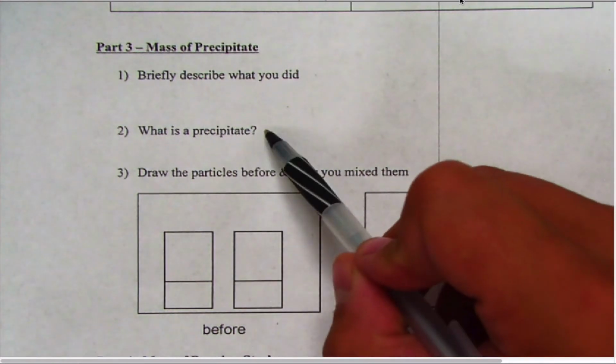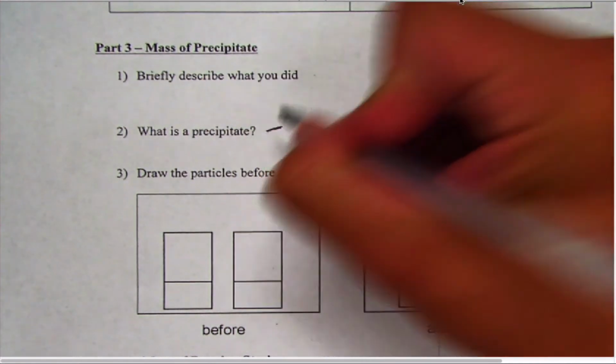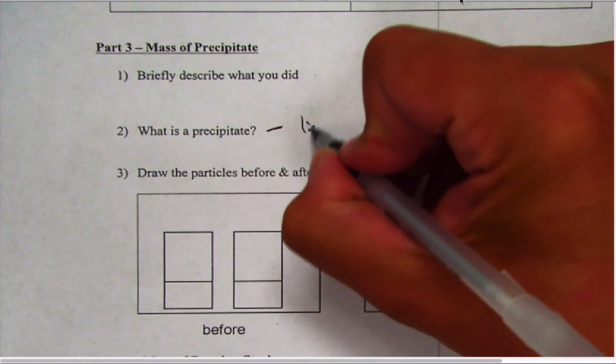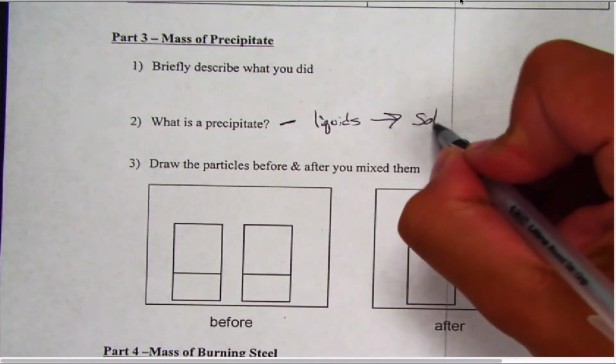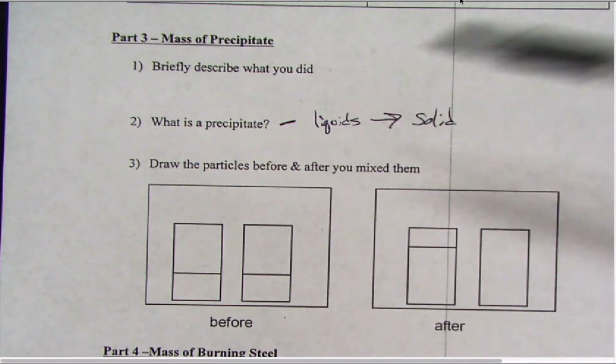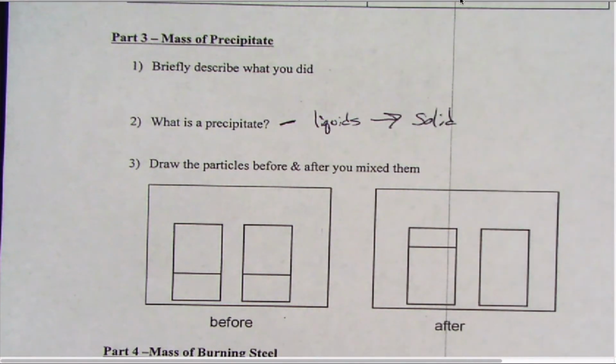So, what is a precipitate? A precipitate is when you take liquids and you make a solid. So in this part of the lab, what we did is we took 2 clear liquids and we made a white solid.